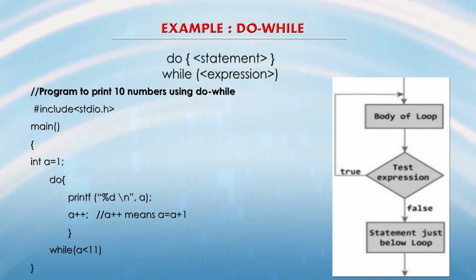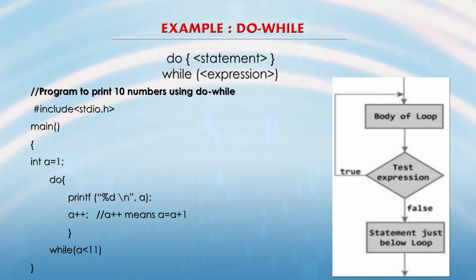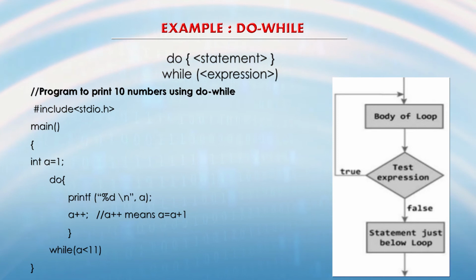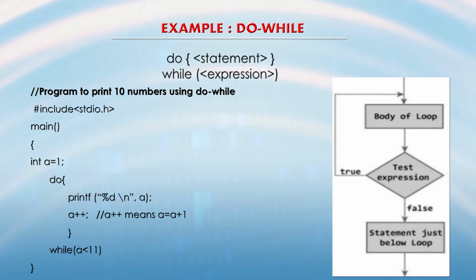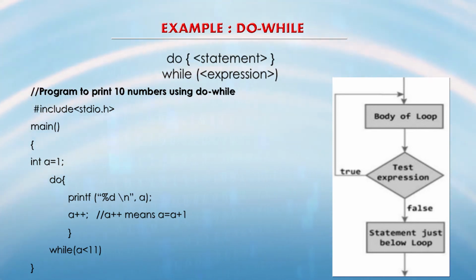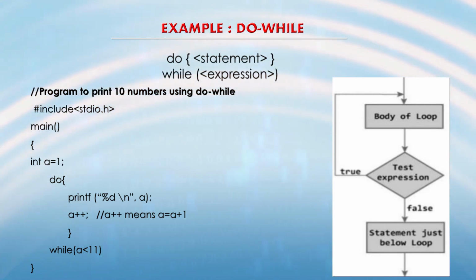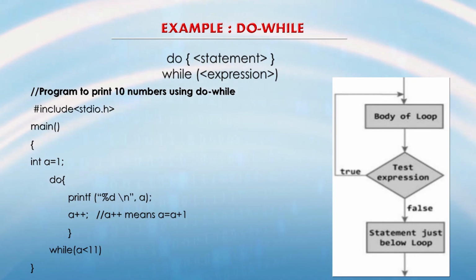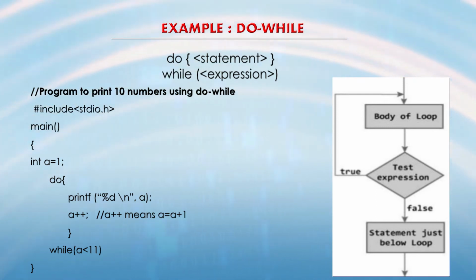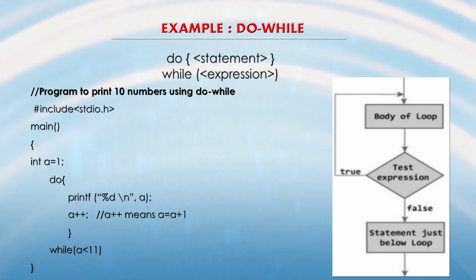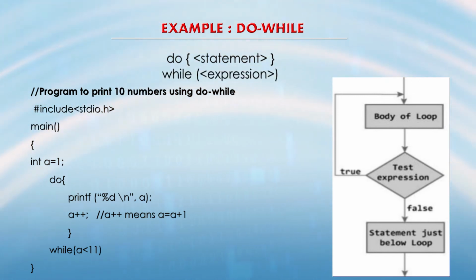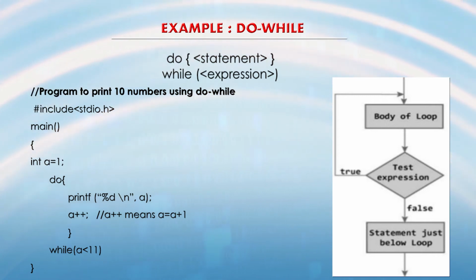int a is equal to 1, so we use a variable a and initialize it to the value 1, and do, which means now we are specifying the body of the loop. We print the value of a and increment a by using the increment operator a++, and we now check the condition a is less than 11. Yes, a is less than 11. So it will go into the body again and print the incremented value, because after printing the value of a, the value of a is incremented.